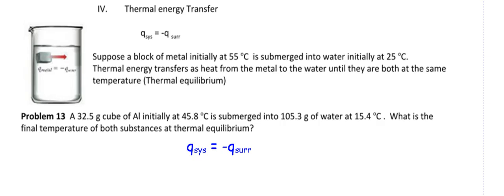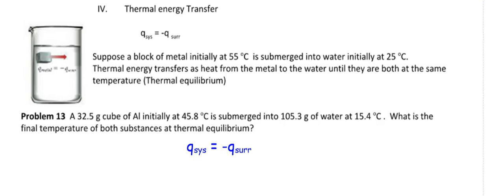So we're going to start off kind of easy. Suppose a block of metal initially at 55 degrees is submerged into water initially at 25. Thermal energy transfers as heat from the metal to the water, from the hot to the cold, until they're both at the same temperature. That's called thermal equilibrium. If you know the mass of the block, and you know the mass of the water, you know the Q of the block and the Q of the water, and you can calculate whatever you need to, knowing that setup where one thing is giving its energy to the other, and you set up the equation. So problem number 13 is exactly what we're doing.